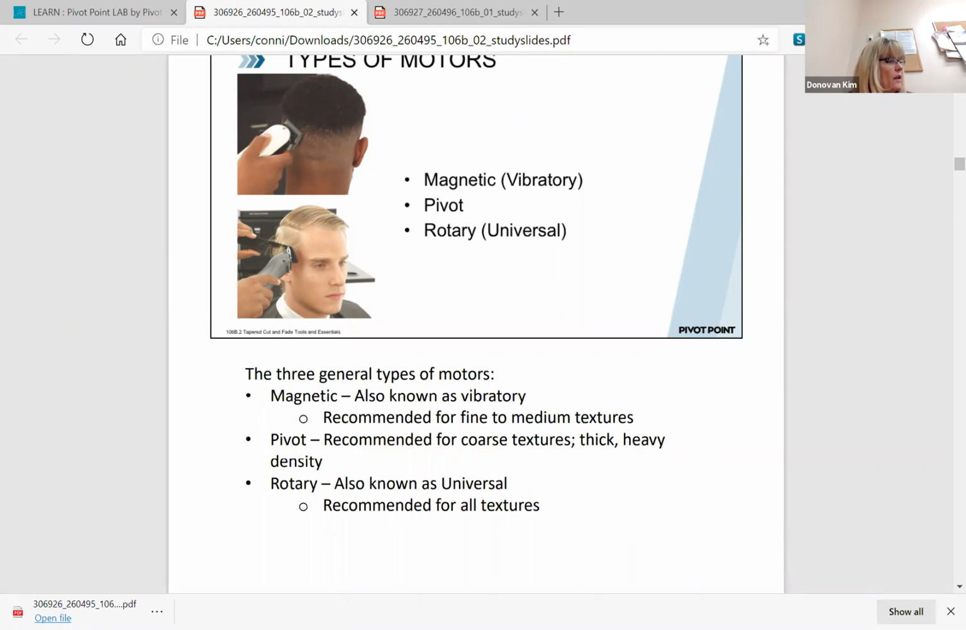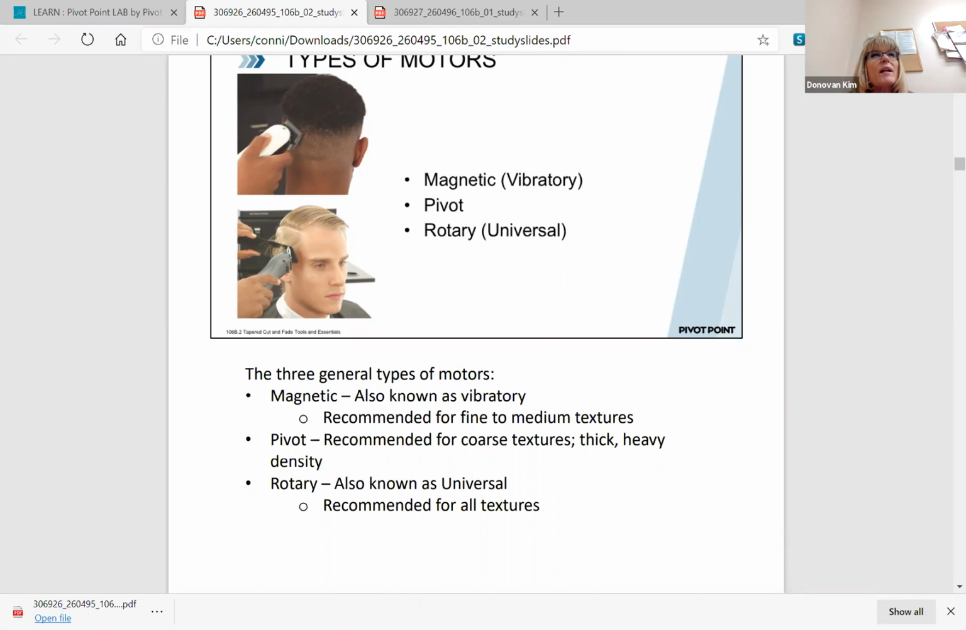If you have a rotary motor, the cutting power on that's really high. The blade moves from side to side in a rotary motion, runs quiet, it's really heavy duty. Most of the rotary motors are going to be the ones that have the detachable blades. So instead of putting a guard on it, you're going to actually take the whole blade off and put it back on, like the Oster 76. That would be known as a rotary one.